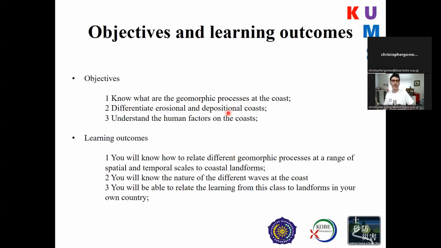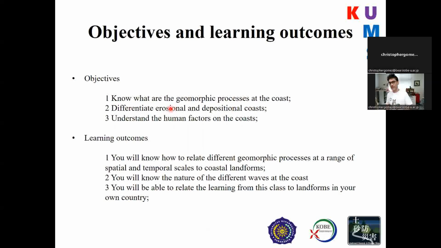So what are the objectives and learning outcomes? I would like you to know what are the different geomorphic processes at the coast. I would like you to be able to differentiate erosional and depositional coasts. So coasts that erode against those that deposit material.